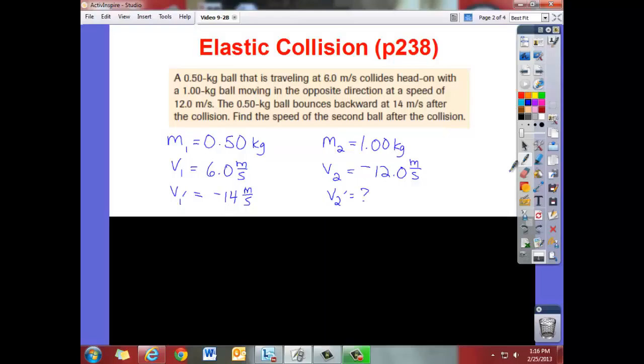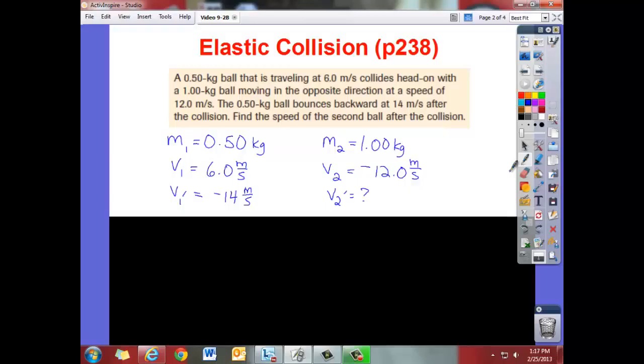So V1 is 6 meters per second. Then it says after the collision it moves in the opposite direction. So that's negative 14. M2 starts moving in that opposite direction towards M1, so it has to be negative. The problem will typically not give you the sign. You have to figure it out by visualizing or perhaps drawing a vector diagram of what is happening.